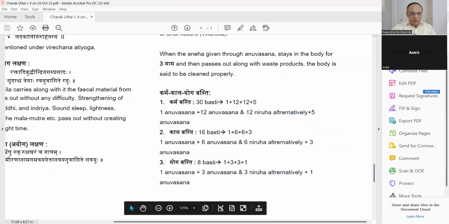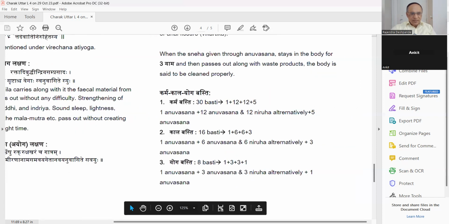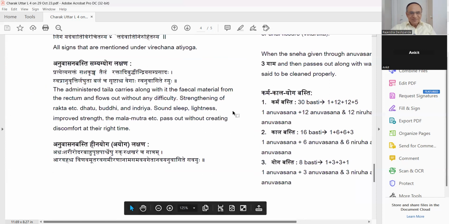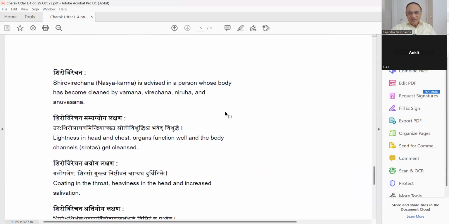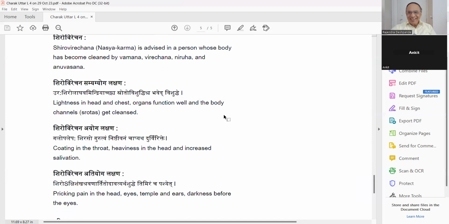Now again, I will have to shift to the left side of the page. Okay, just wait. Bear with me. Thank you very much. Okay, my dear friends, this is the last page of today's lecture.